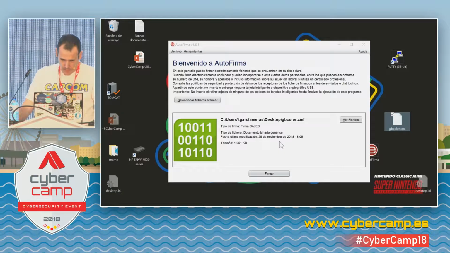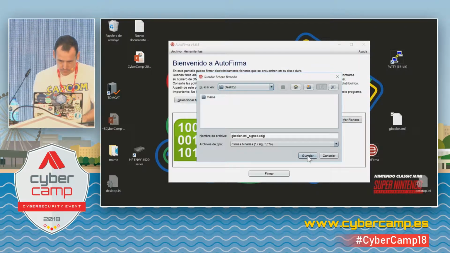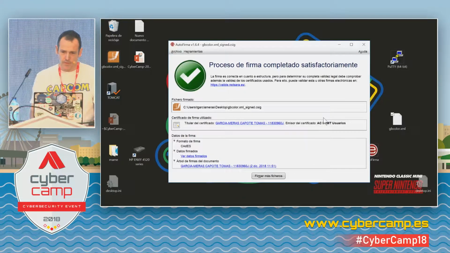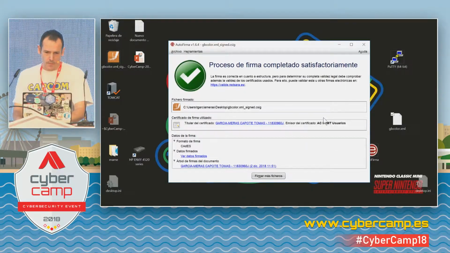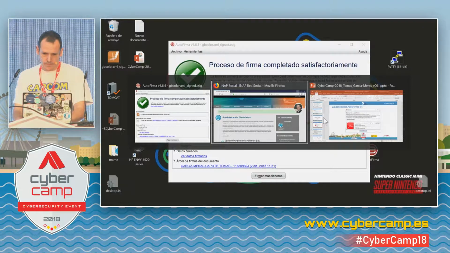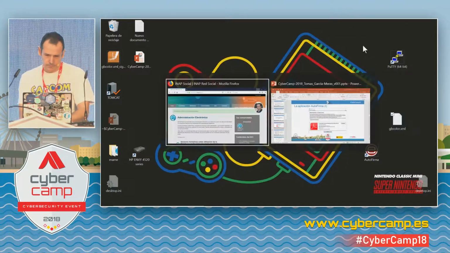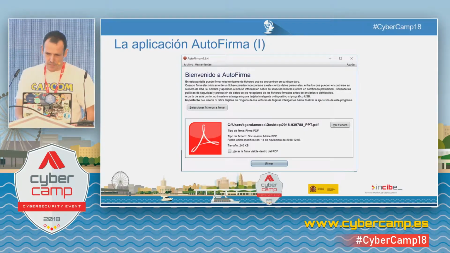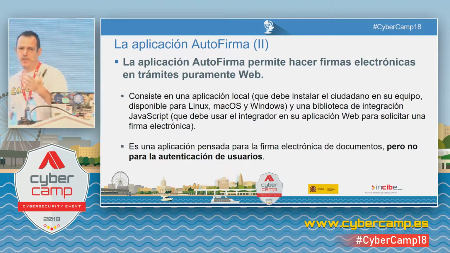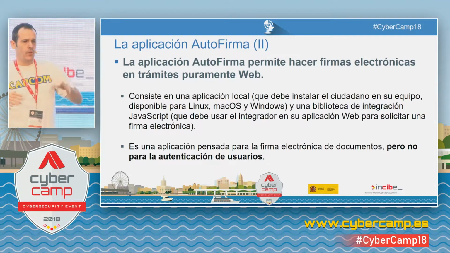I drag an XML. It asks me whether I want to sign it. I sign it. I use my e-certificate for it. I save it, and that's it. It has signed the file. So this self-signature app has an interesting feature.